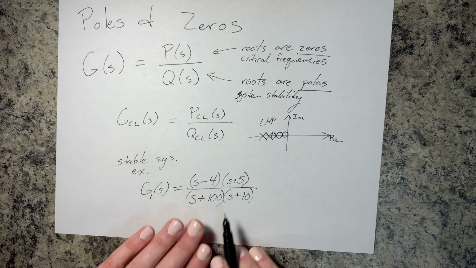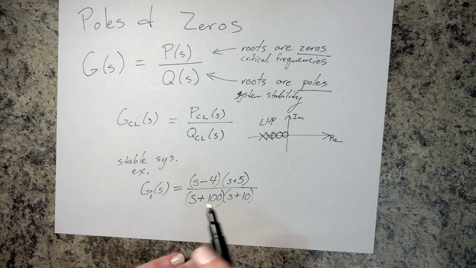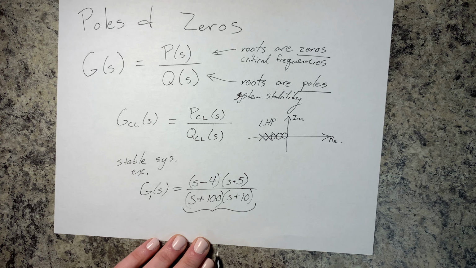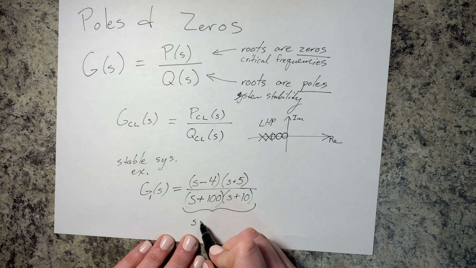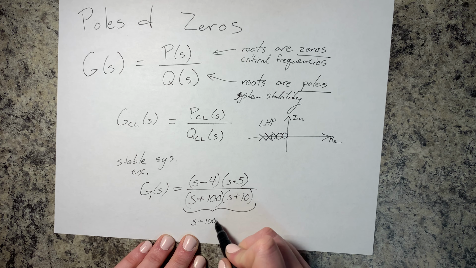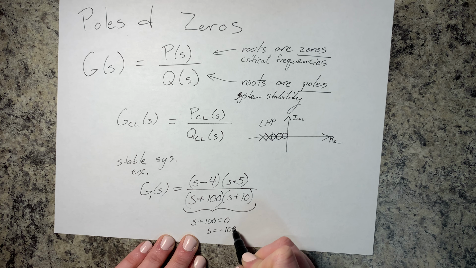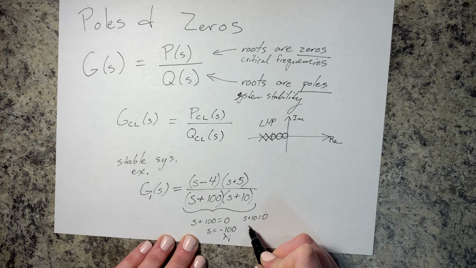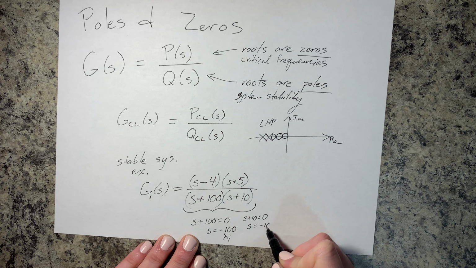Okay, how can I tell if this is a stable system? I want to inspect the polynomial on the bottom. I want to inspect the poles. So here I have s plus 100. If I solve that, I set it equal to 0, I get s equals negative 100, and this represents my pole. This is actually one of my lambda sub i. Same thing with this. S plus 10, set it equal to 0. I have an s equal to negative 10. That is also one of my lambda sub i.